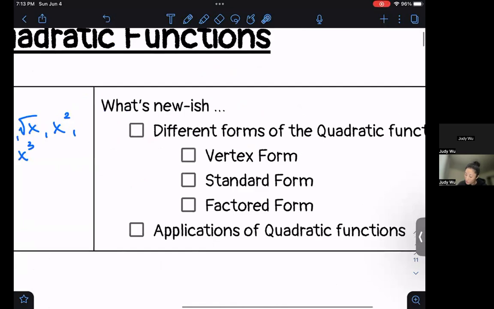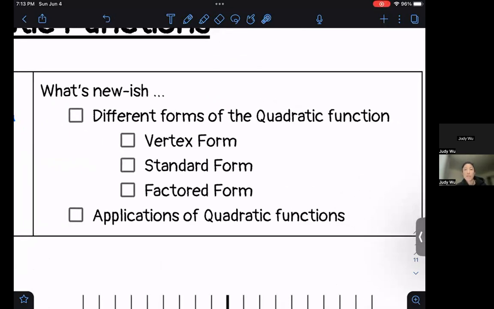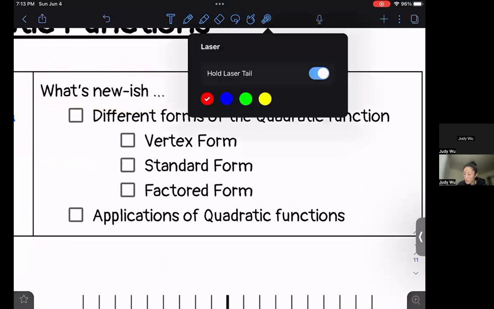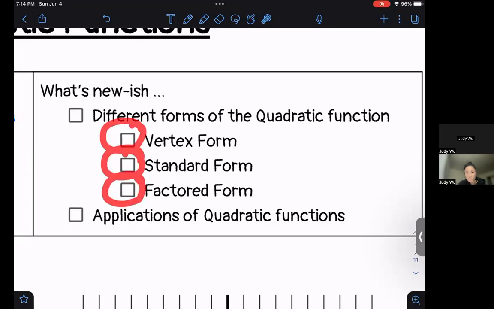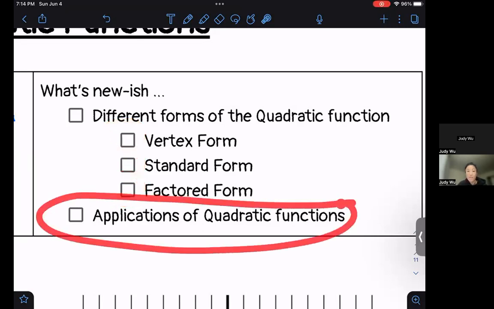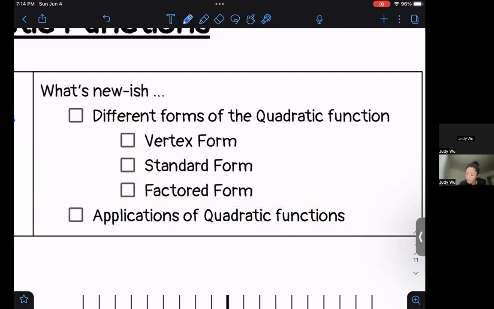Now, what's new for today? This might be really new for some of us, and not really new for others, so we'll say what's new-ish. We're going to talk about 3 different forms of the quadratic function: the vertex form, the standard form, and the factored form. Then we're going to finish off with applications of quadratic functions.